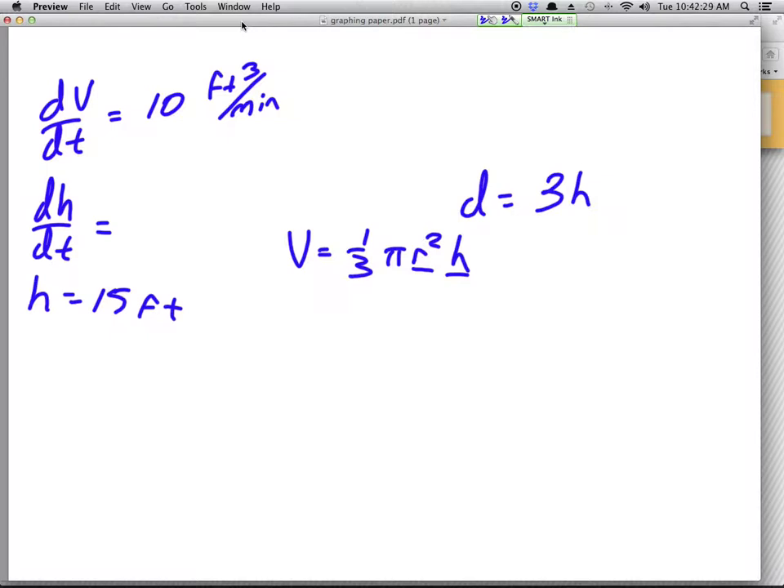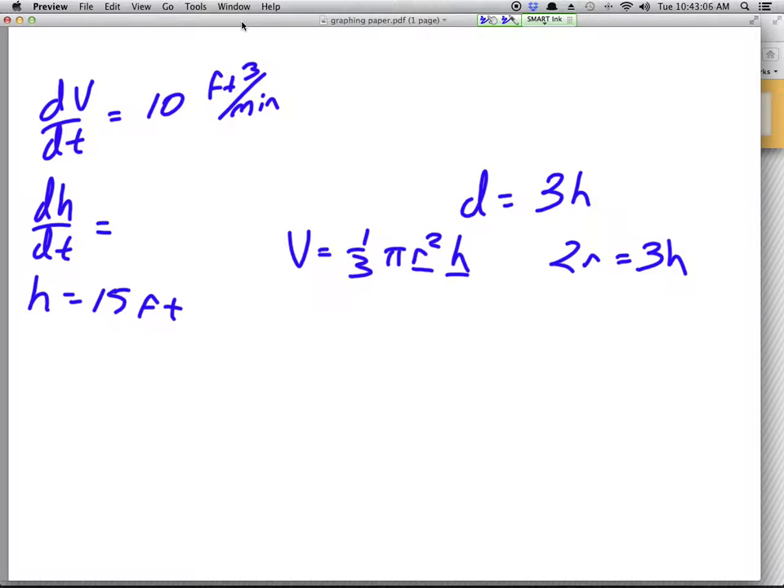And that's why they gave me that other piece of information: D equals 3h. What does D stand for? Diameter. But my equation deals with radius. So what do I want to replace diameter with? 2r. So this is really 2r equals 3h. Now, what do I want to get rid of? Do I want to get rid of the r or do I want to get rid of the h? The r, because you need the h.